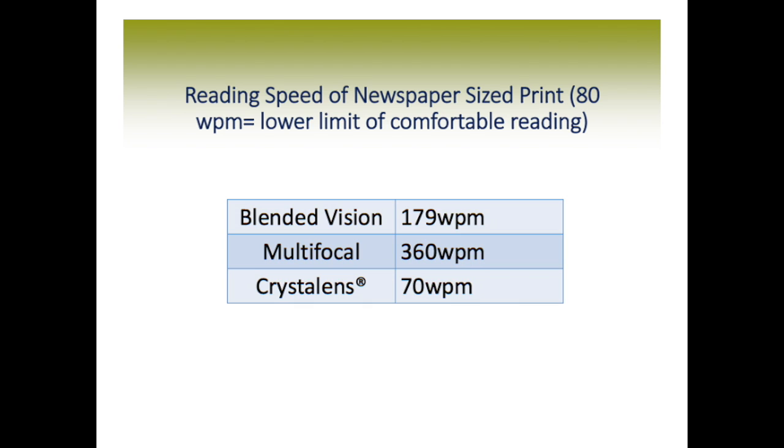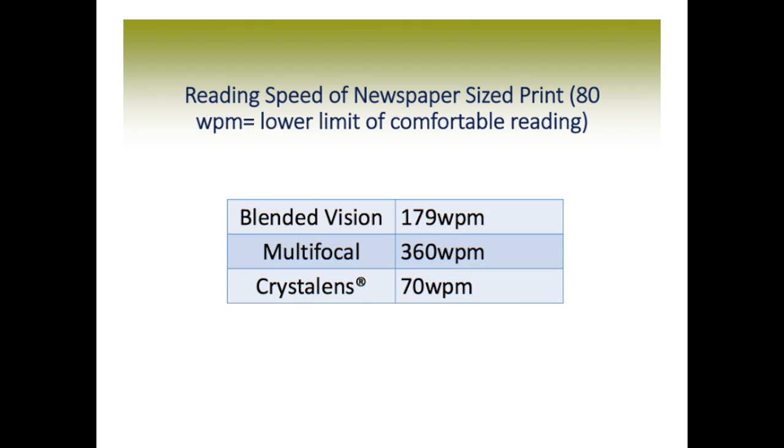It's more than just what size letters you read on an eye chart. Really the more realistic way of measuring the ability to see up close is with reading speed. When we tested people's reading speed of newspaper-sized print, we had an interesting result. You need to know that 80 words per minute is the lower limit of comfortable reading. That's the standard for this research that has been set before. And so if you go to 80 words per minute or less, that's not very good.